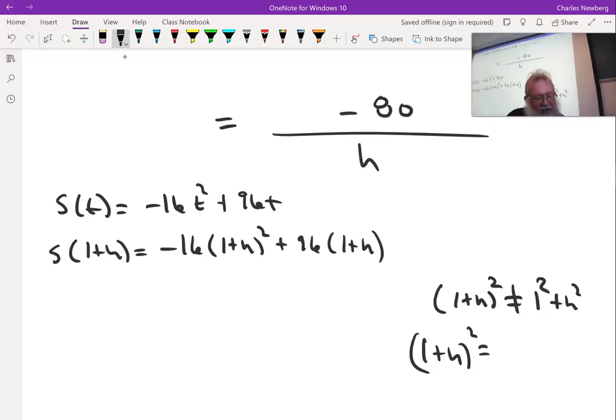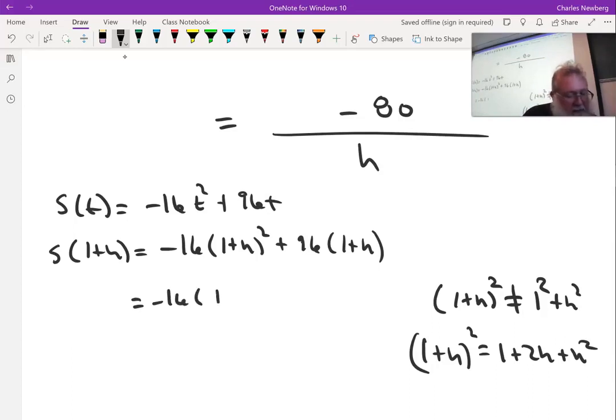And when you square it out, what do you get? 1 plus 2h plus what? H squared, right? And if you know that quick formula, we're going to square a lot of things out in college algebra or calculus. It's nice to know the quick formula. The quick formula is first term squared, then this times this doubled, and then the last term squared. So this will become what? Minus 16 times 1 plus 2h plus h squared, and let's distribute the 96 through. I get 96 plus 96h.